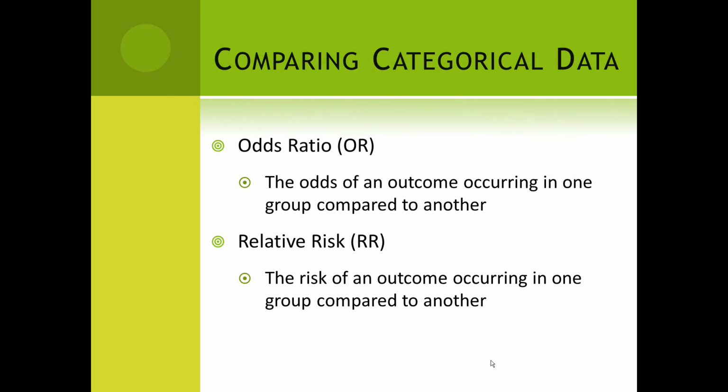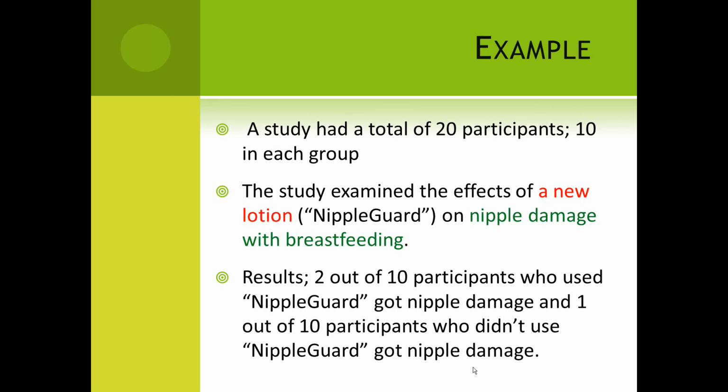So now let's focus in on this calculation, starting with the odds ratio. It's really the odds of an outcome occurring in one group compared to another group. So we'll use an example. Let's say, for example, that a study had 20 participants, 10 in each group. Now I know that you're not necessarily going to change your practice based on a study with only 10 people, but let's just go through the motions with this.